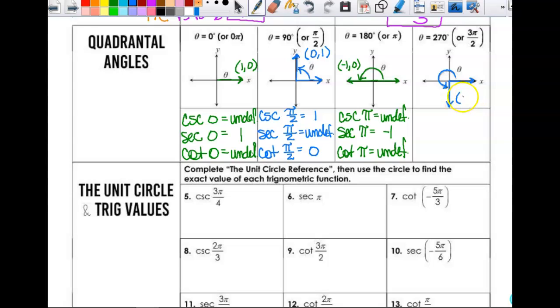And this ordered pair is 0, -1. We're going to do cosecant of 3 pi halves, secant of 3 pi halves, and cotangent of 3 pi halves. You go ahead and do those 3.